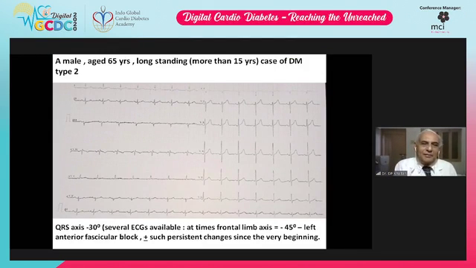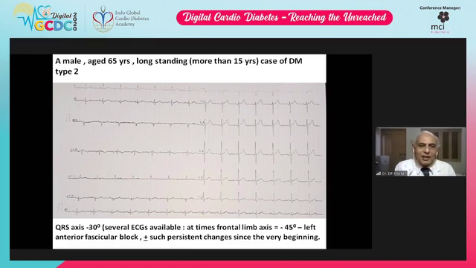Some examples of the ECG. A male patient who has been under my treatment for more than 15 years. Whenever I record his ECG, his QRS axis lies between minus 30 degrees to minus 45 degrees, and at times minus 60 degrees.